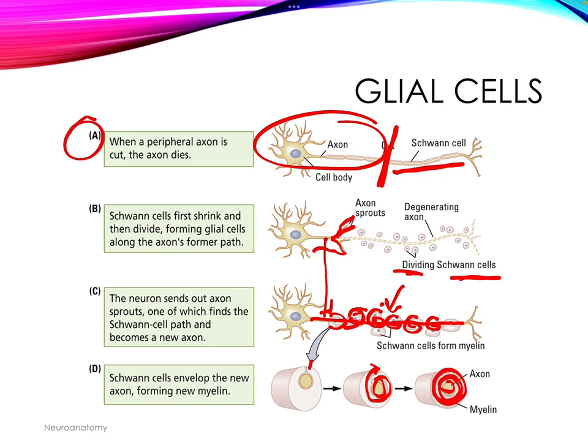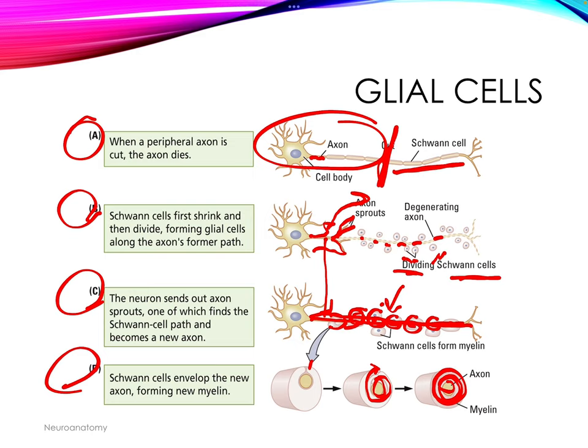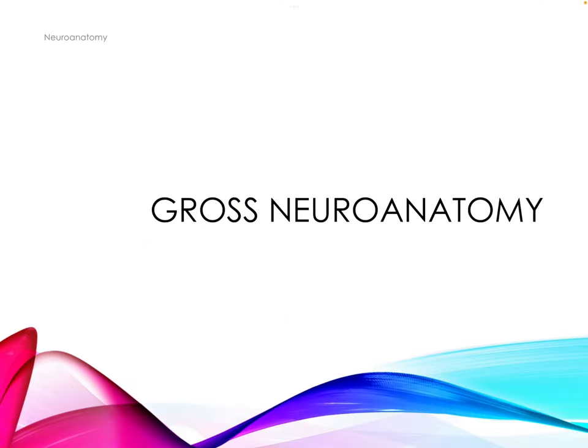So looking here, the peripheral neuron axon dies. Okay, it's cut and dies. And then those Schwann cells are going to shrink and then divide, and they're going to attempt to form along what used to be the axon. The axon will then sprout. It's going to move its way out. It's going to sprout out here. And then these dividing Schwann cells will wrap themselves around those segments.